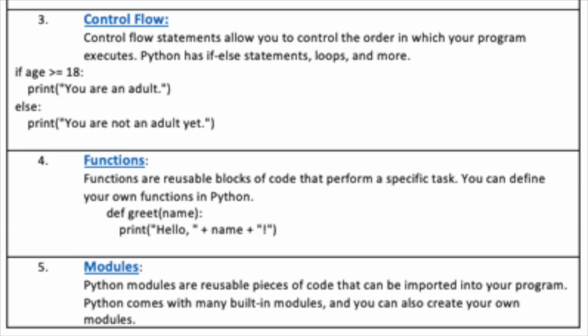Control flow. These are statements that allow you to control the order in which your program executes. Functions. These are reusable blocks of code that perform a specific task. You define it with def, so here we have the function greet, and you call it later by specifying the function via its name. Modules are a code library or file that contains a set of functions that you can import into your application for use later.